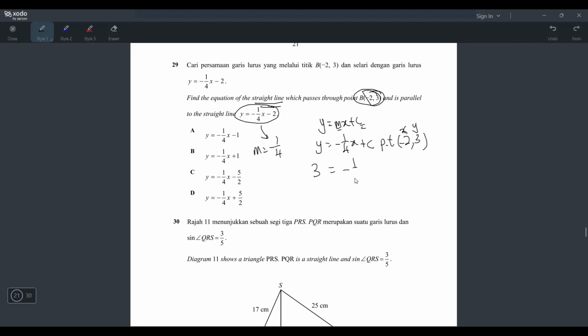So your y is 3, and then your x is -2 plus c. So it will be 3 equals -2 divided by -4, which is 1/2, plus c. Your c will be 3 times 2, 6, 5/2. So what is your equation? y equals -1/4 x plus c, means plus 5/2. So this is your answer. Which one? D, right? So 29, the answer is D.